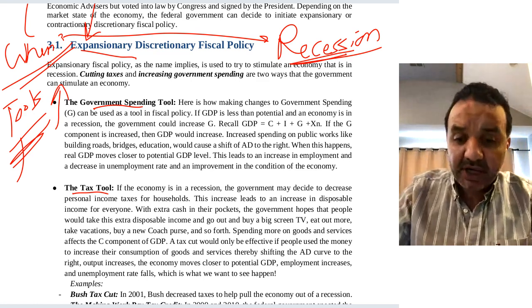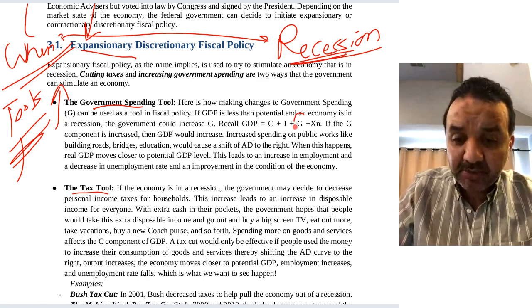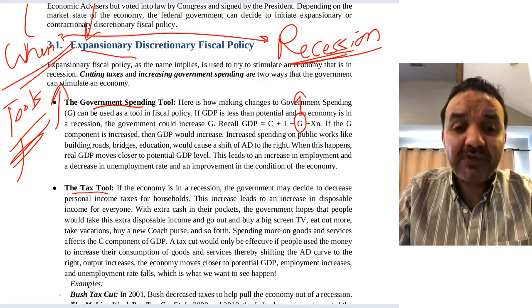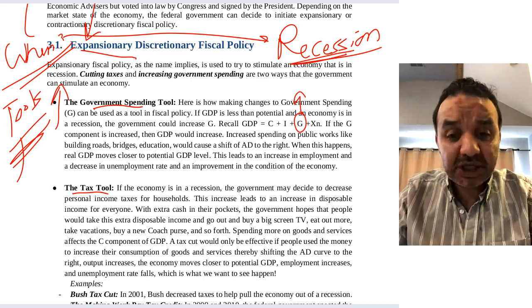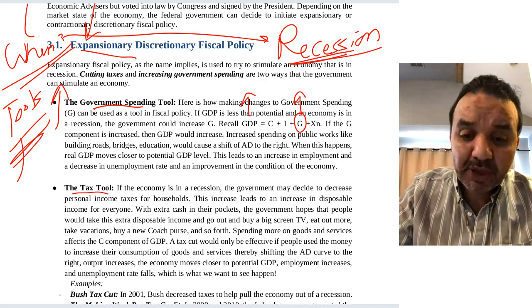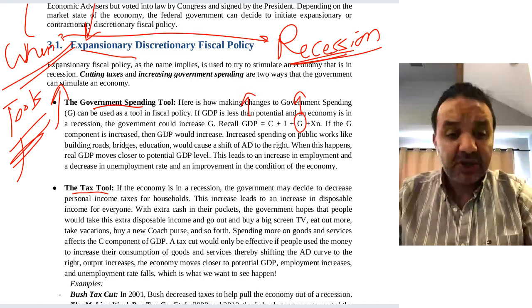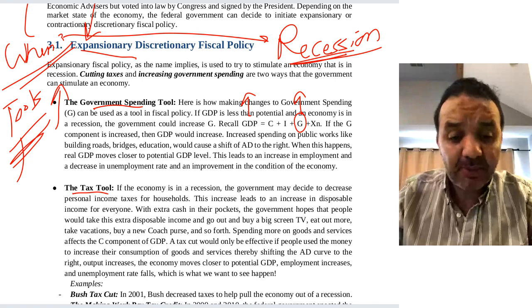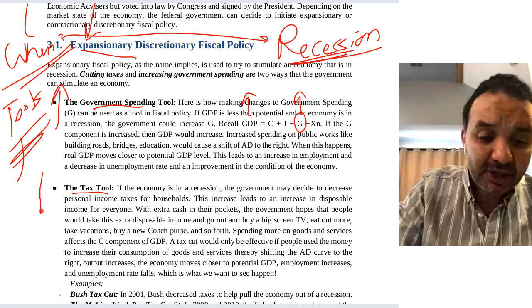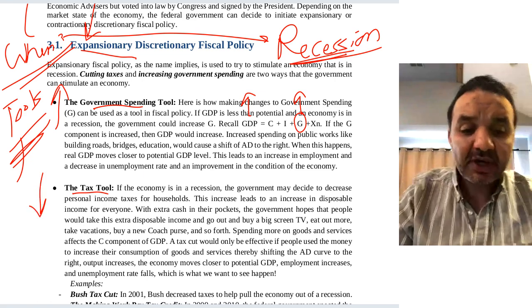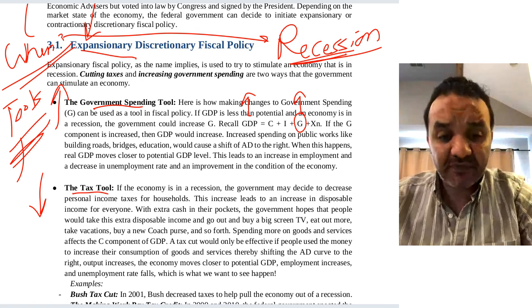Okay, I said this before. By increasing government spending in the GDP formula, if this fiscal policy is successful, hopefully GDP will increase. The second tool of expansionary fiscal policy is cutting taxes. So cutting taxes is the second tool of expansionary fiscal policy.